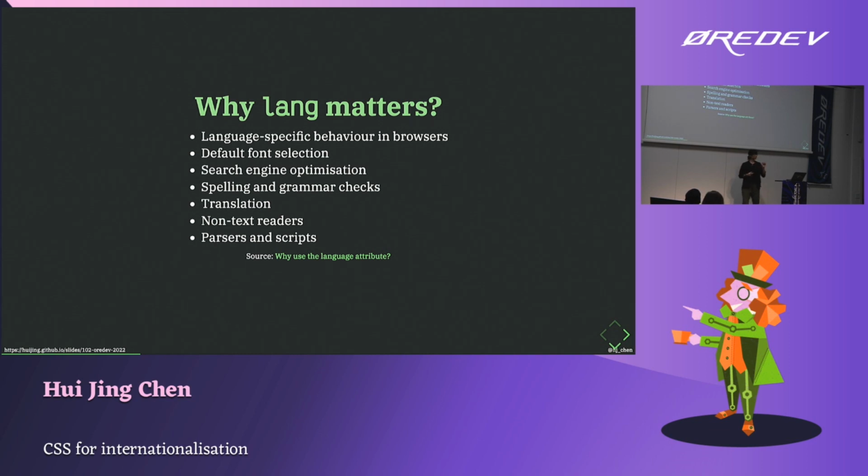But if the browser knows what language your content is in, it gives you a lot of useful stuff out of the box, where you don't have to do anything. Browsers take care of it. So we're going to cover some of the browser's language-specific behaviors, and I'll show you what I mean by default font selection, and generally just talk about CSS. But this is a really good list of stuff that the lang attribute can give you. So if you don't remember anything from the talk, just remember to set the lang attribute on your website. That is like the baseline.